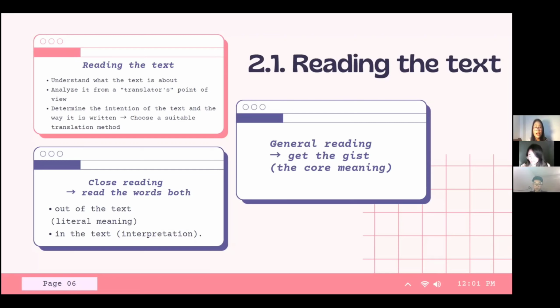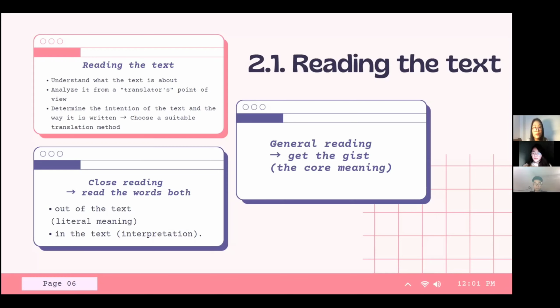After that, we have to continue with determining its intention and the way it is written for the project, the objective of choosing a suitable translation method. And when analyzing the text, we need to follow 2 kinds of reading. The first one is general reading, and the second one is close reading.